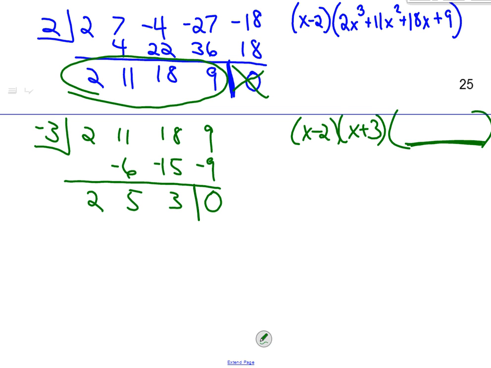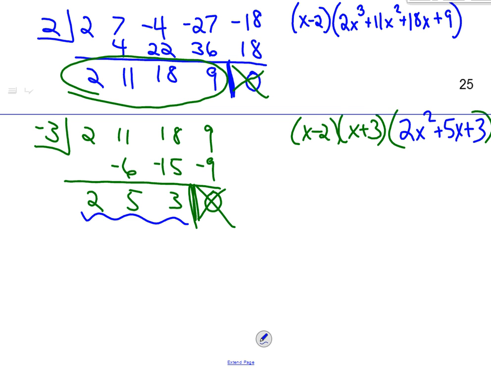My remainder again is 0. This is my remainder. This is my 0, 1, 2 power. So I've already pre-written that as we were talking about it. And so now when I write this in factored form, I've got my x minus 2 from there, the blue writing. I've got my x plus 3. And then this gives me 2x squared plus 5x plus 3.